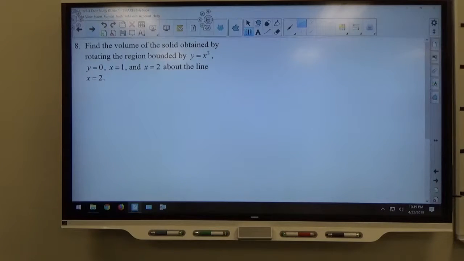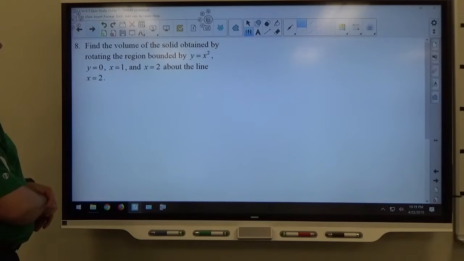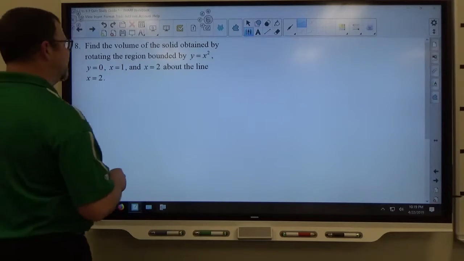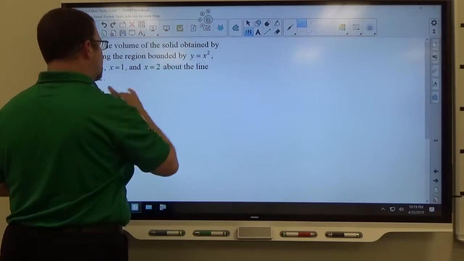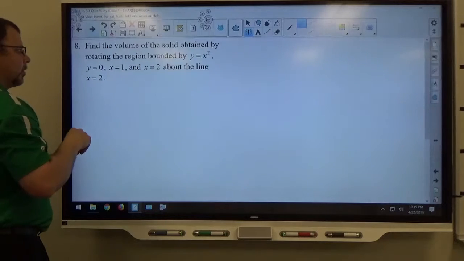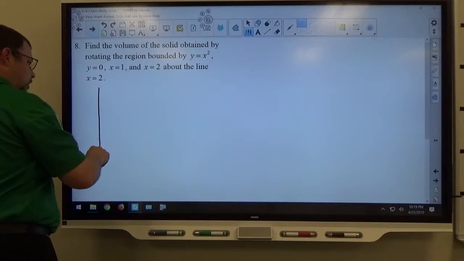Okay, number 8, find the volume of the solid obtained by rotating the region bounded by y equals x squared, y equals 0, x equals 1, x equals 2, about the line x equals 2. That looks like the exact same problem we had on number 5. Same equations at least to create the region. So if I just reconstruct that really quickly.